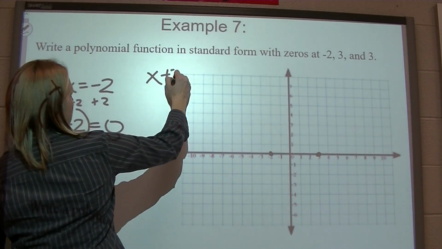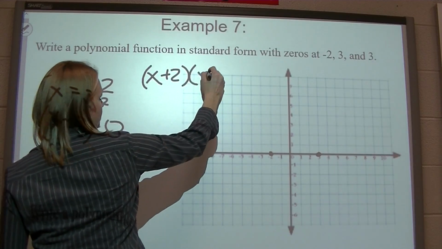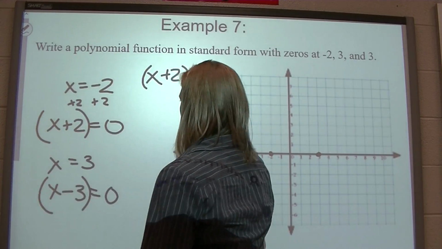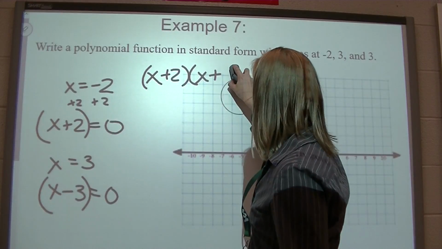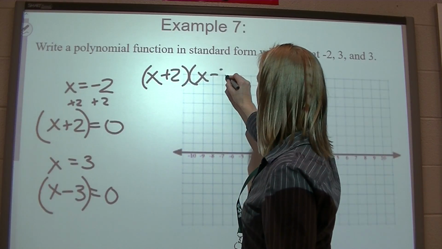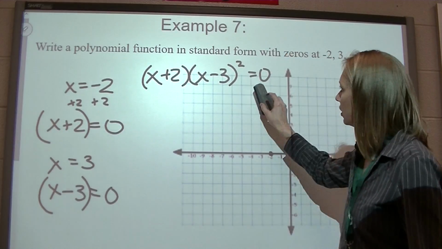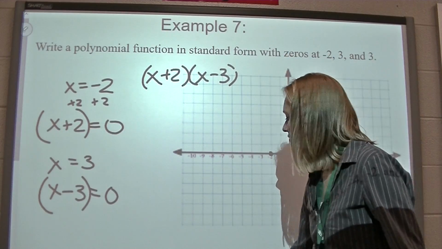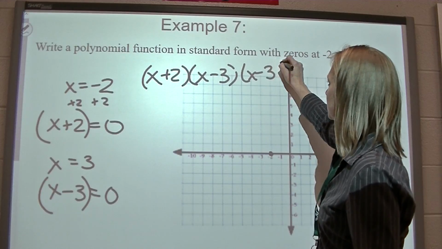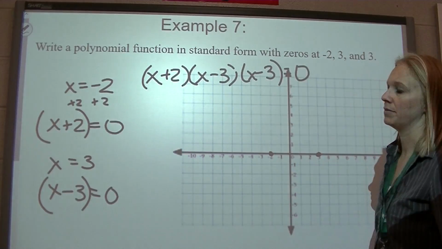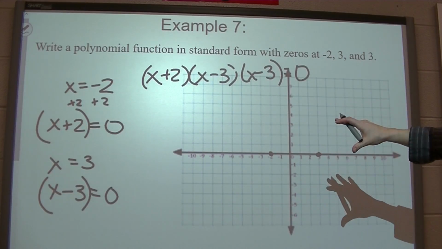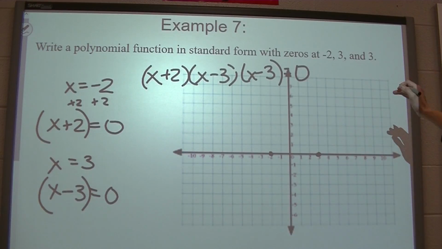So here is my polynomial function in factored form. Or instead of writing x minus 3 squared, I can write it as x minus 3 times x minus 3. Okay, but that's not enough. We need to now put it in standard form.